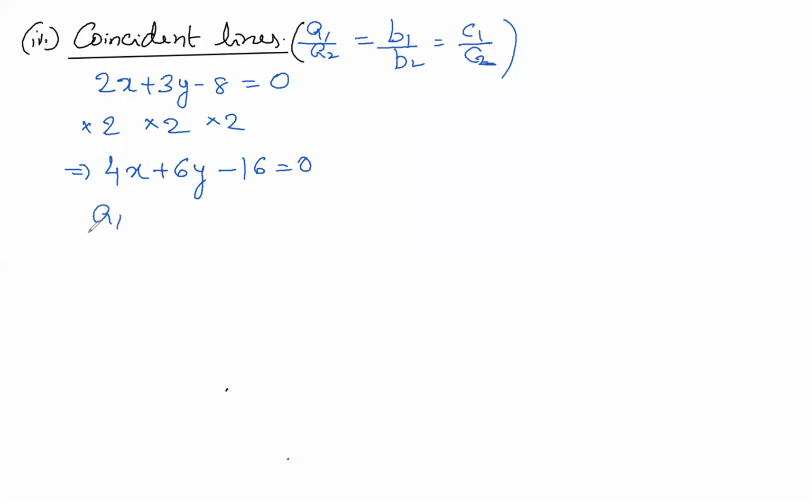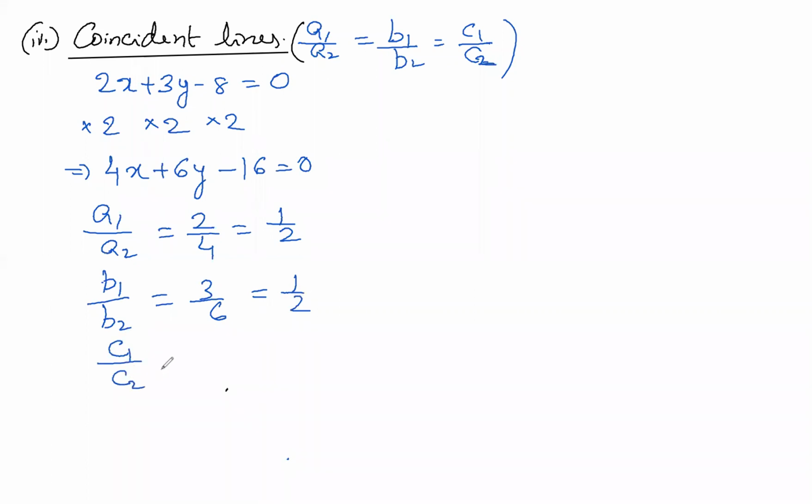So you will get A1 by A2 is equal to 2 by 4, that is 1 by 2. Now B1 by B2 is equal to 3 by 6, which is equal to 1 by 2. And C1 by C2 is equal to minus 8 by minus 16, which is 1 by 2. That means we can conclude A1 by A2 is equal to B1 by B2, which is equal to C1 by C2. So this is a coincident line.